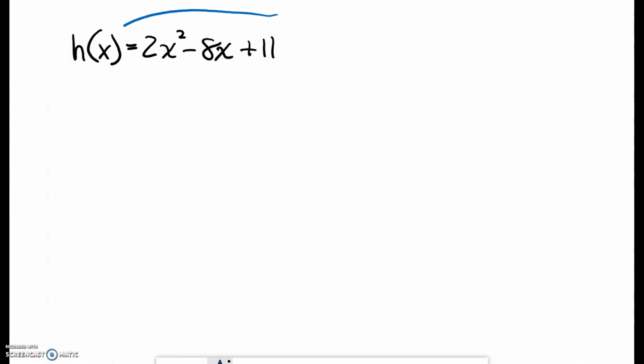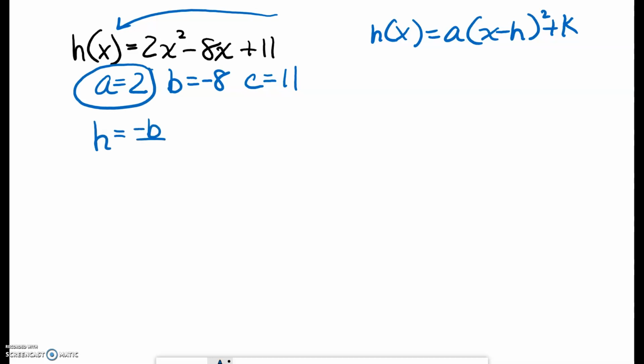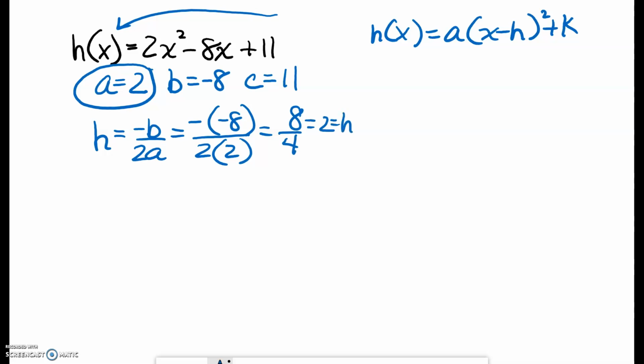So here the name of our equation is h of x. So let's just write over here h of x equals a times x minus h squared plus k. What's our a value? It's 2. Our b value is -8. Our c value is 11. We're going to need this for our equation. So h equals -b over 2 times a. b is a -8. 2 times a is 2. So we get 8 over 4, which is just 2. So h is 2. And remember, now we're going to plug that in to find k.